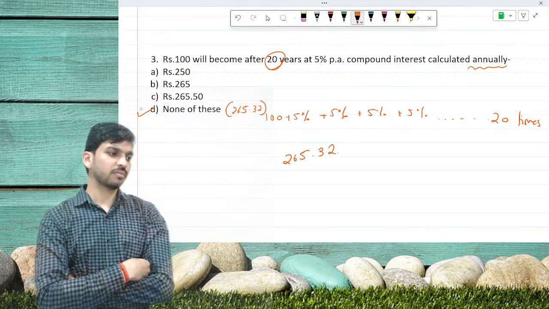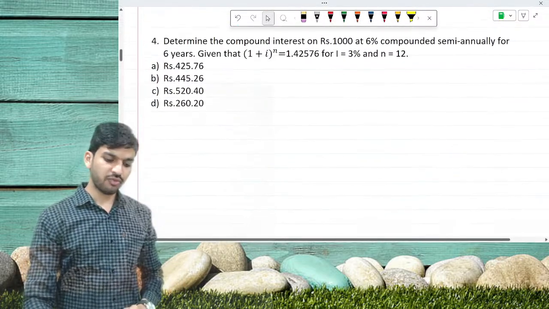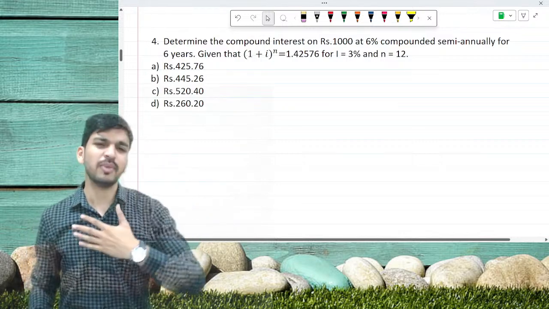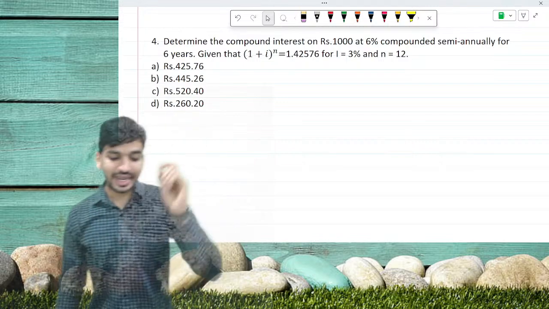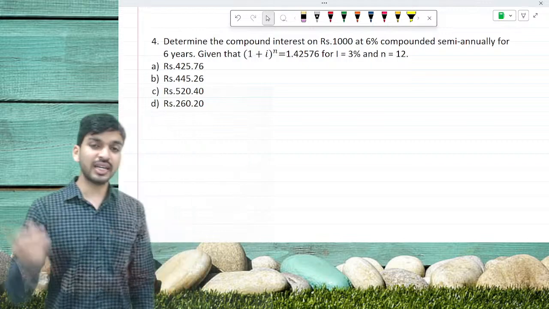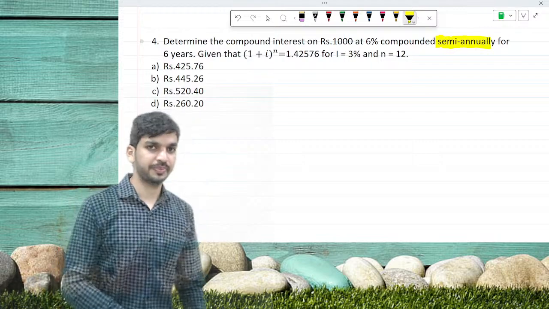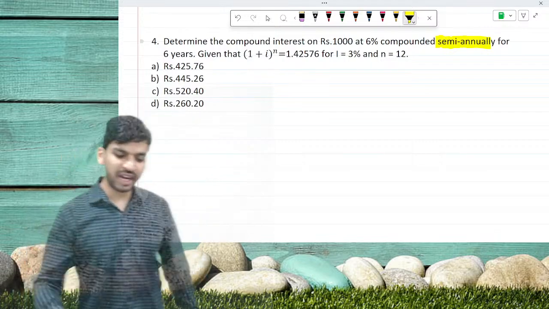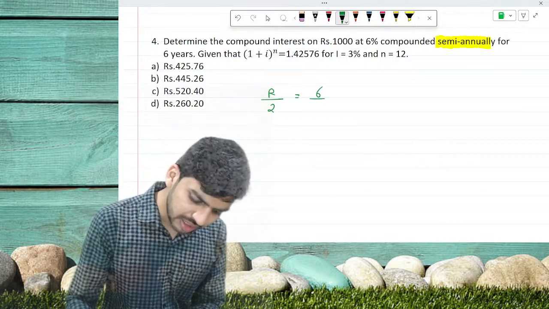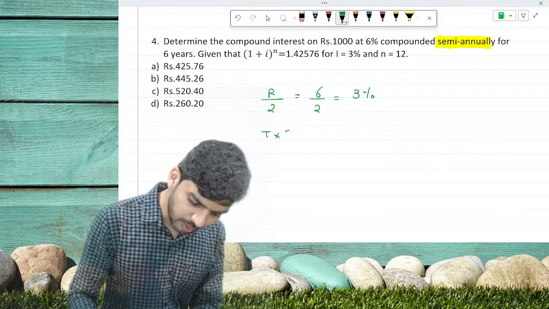Let's go for next. As it was a very simple question, let's go for next very easily. Question number 4. The question seems to be difficult, but it's very easy, believe me. Just read the question. Determine compound interest on 1000 rupees, 6% compounded semi-annually. If it is semi-annually, rate of interest should be divided by 2. 6% will be divided by 2. It will be 3%. Time will be multiplied by 2.